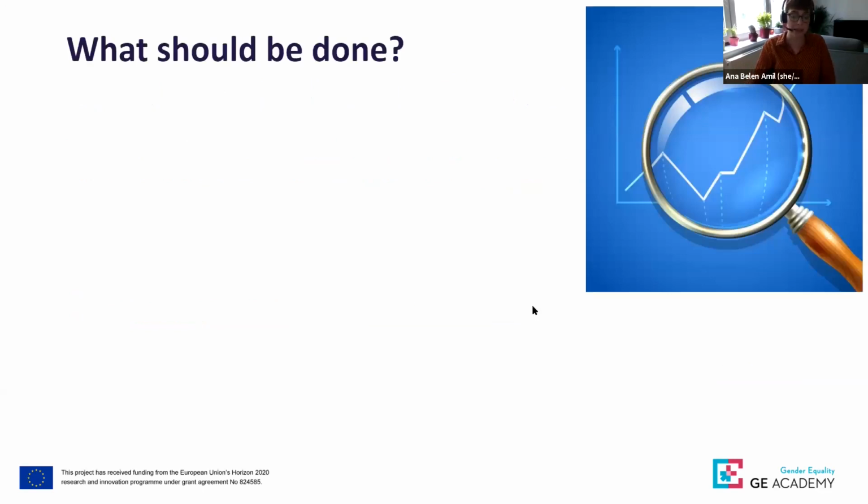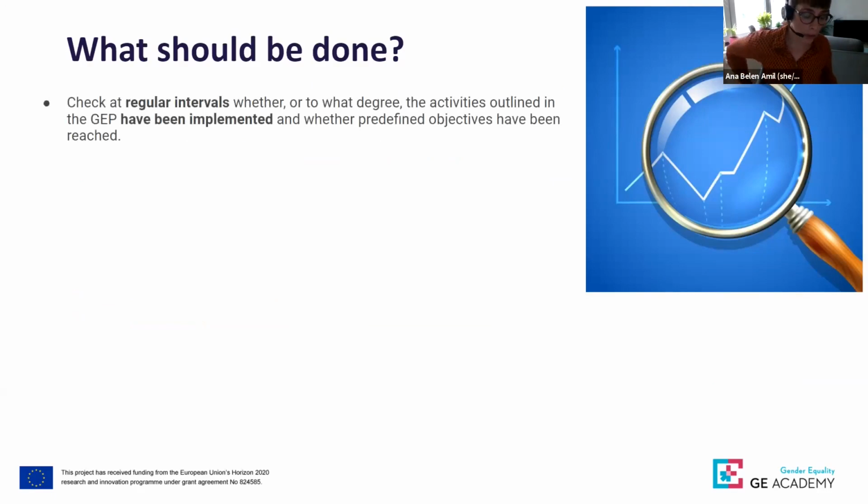So what should be done in monitoring? First of all, check at regular intervals whether or to what degree the activities outlined in your JEP have been implemented and whether the predefined objectives and goals have been reached. How often does this monitoring exercise have to be done?